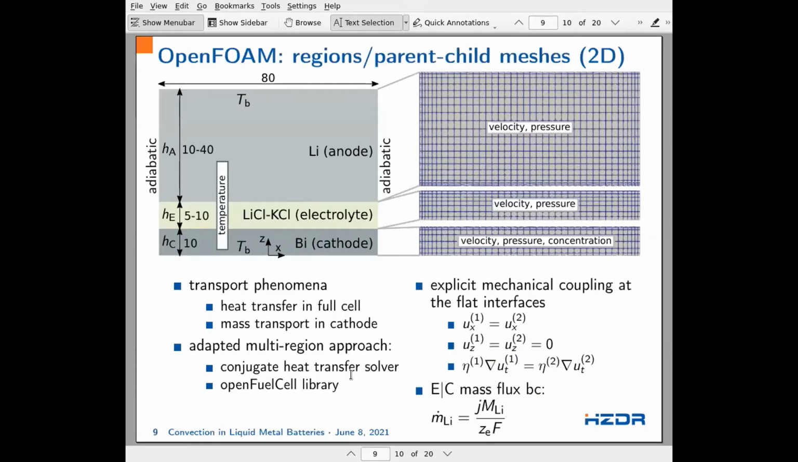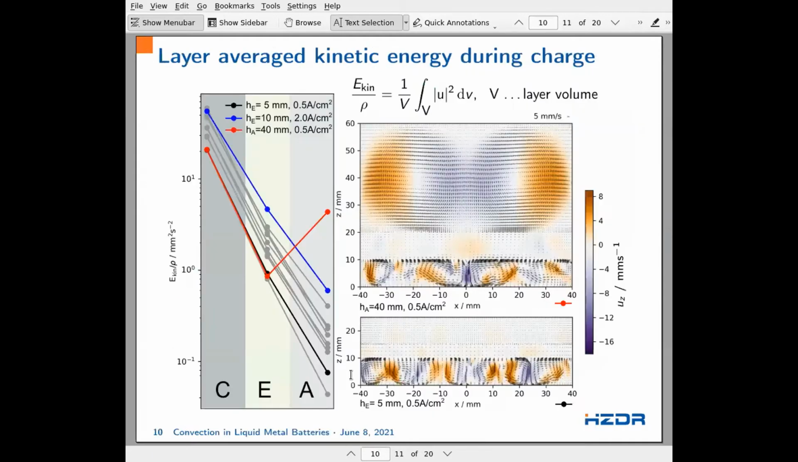For OpenFOAM, we used a parent-child technique to couple the mesh for temperature. That means a heat transfer equation is solved in the full cell, and velocity, pressure, and concentration in the cathode are solved on child meshes in the respective layers only. There are some boundary conditions.